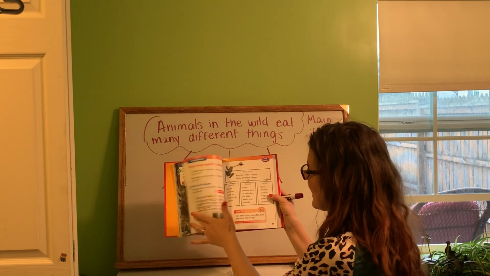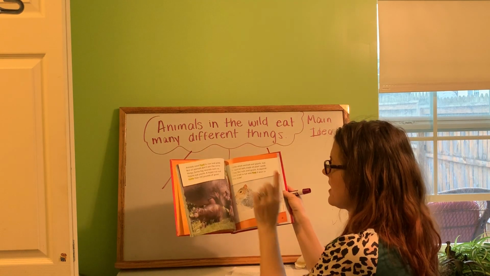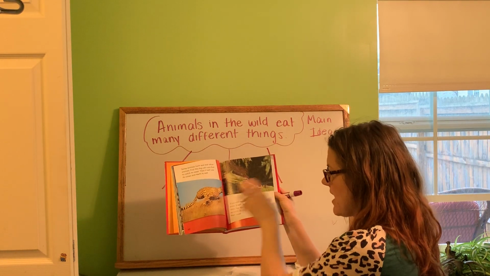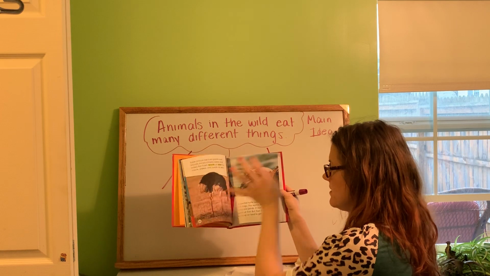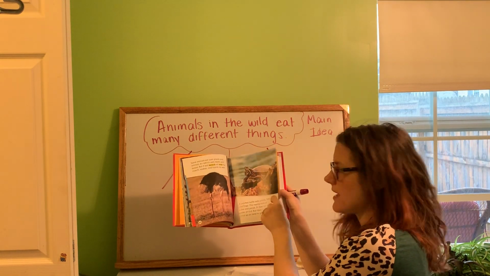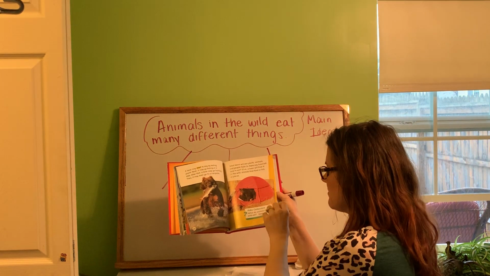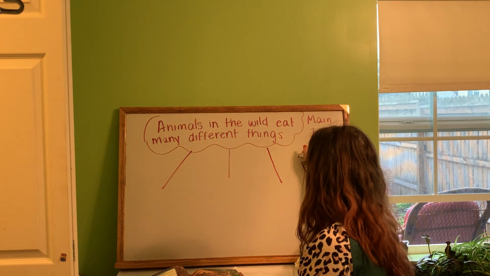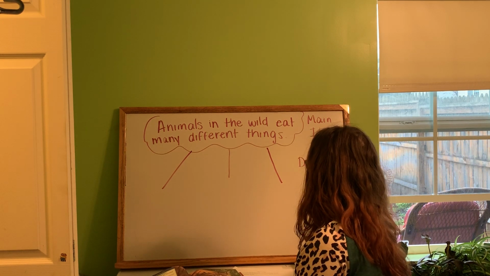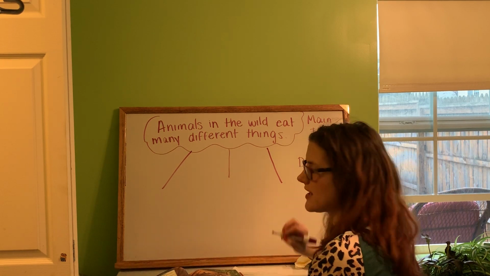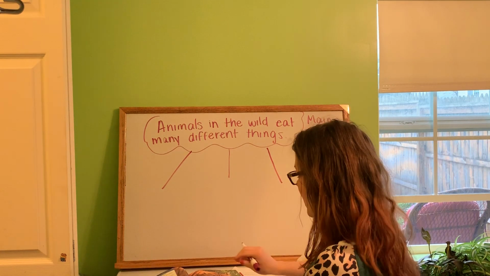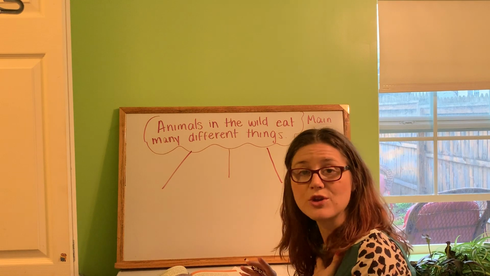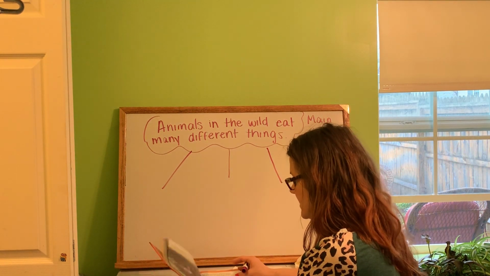Because if I look at any page in the book, it was about an animal and what they eat in the wild. This page, about animals and what they eat in the wild. These pages, animals and what they eat in the wild. Now, when we get down to our details, those are going to be the more specific things that we learned. So, since I can't hear you, I wish I could hear you to give me the details, but I'm going to have to tell you the details today.